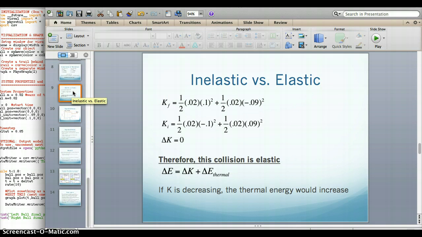Next, we want to see if it is elastic or inelastic. By determining K final and K initial for both balls and summing the two together, we see that delta K of the entire system is 0, and therefore the collision is elastic. Since delta E is 0 and delta K is 0, this means that delta E thermal must also equal 0, and thus there is not a significant increase in temperature due to this collision.